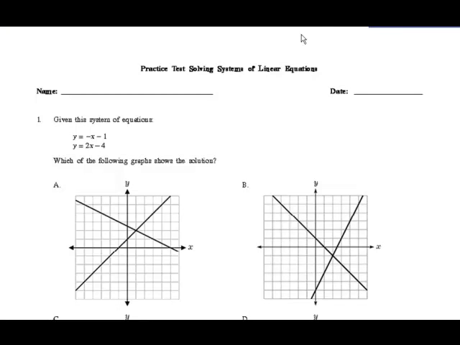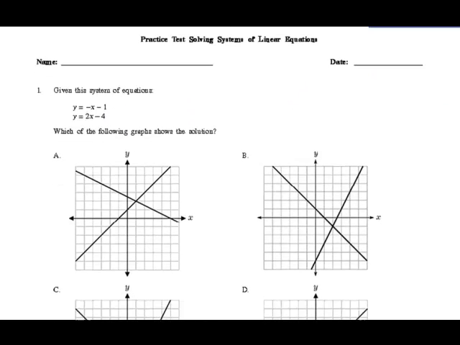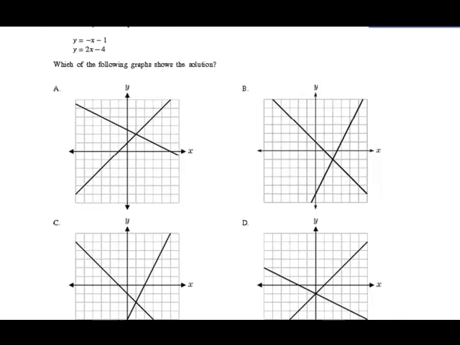Here's the practice video solutions for the test solving systems of linear equations. So let's look at number one. It says, given this system of equations, y equals negative x minus 1 and y equals 2x minus 4, which of the following graphs shows a solution?